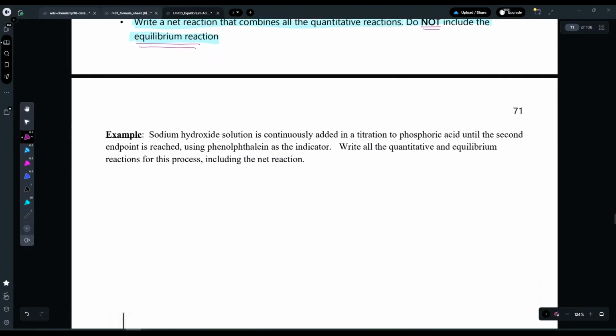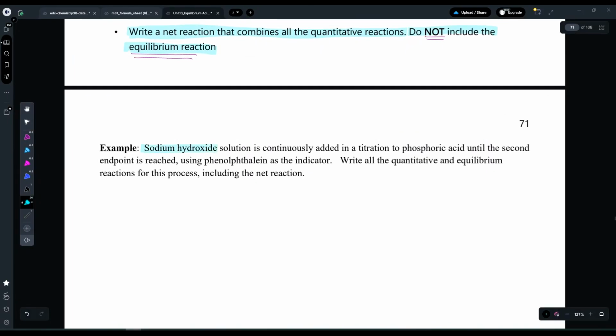Okay, so let's try this out in an example. We have a sodium hydroxide solution that is continuously added in a titration to phosphoric acid until the second endpoint is reached. Using phenolphthalein as the indicator, write all of the quantitative and equilibrium reactions for this process, including the net reaction.